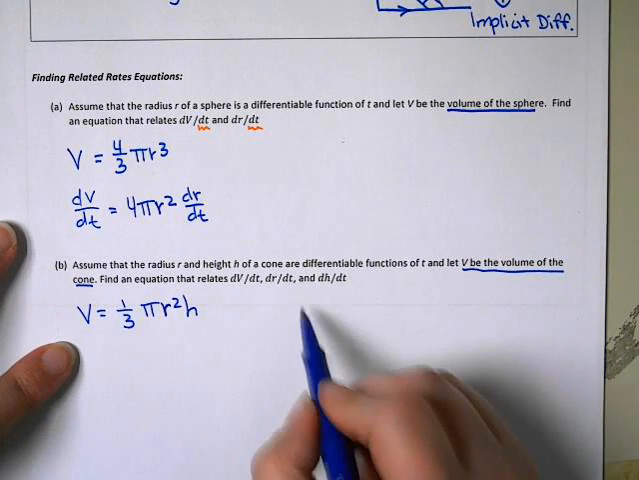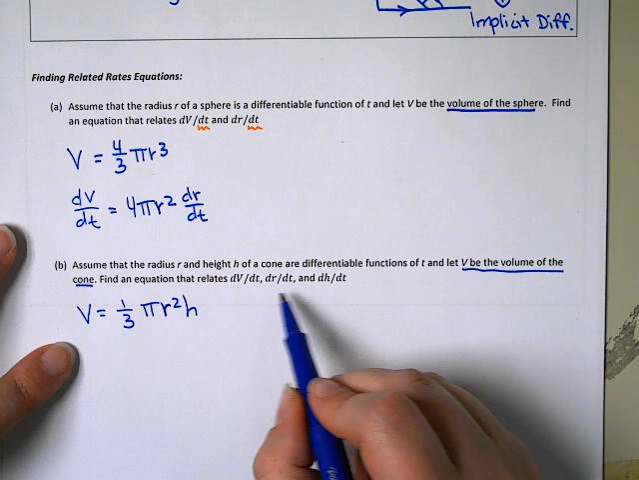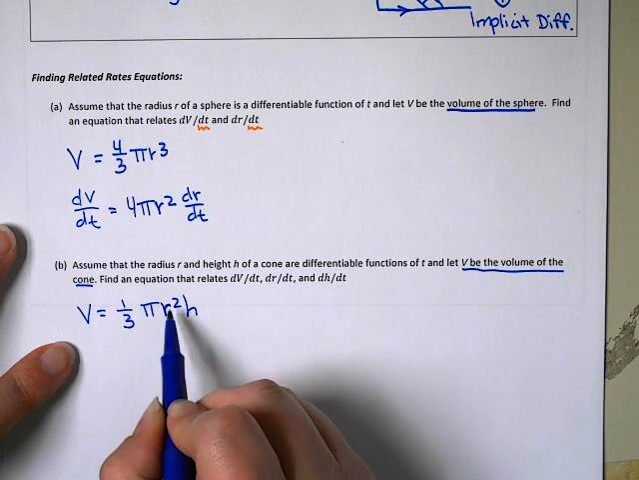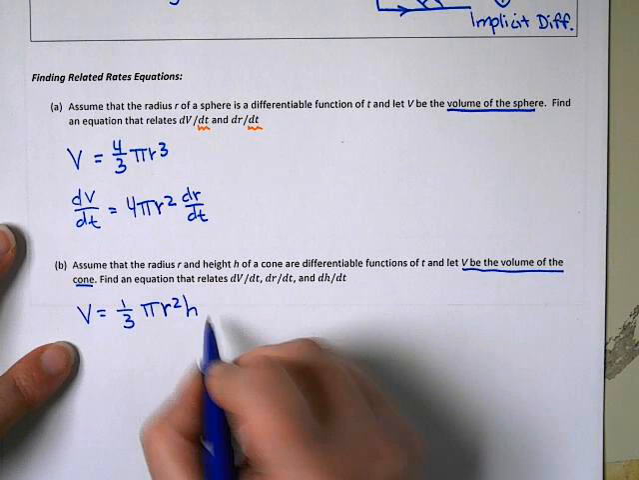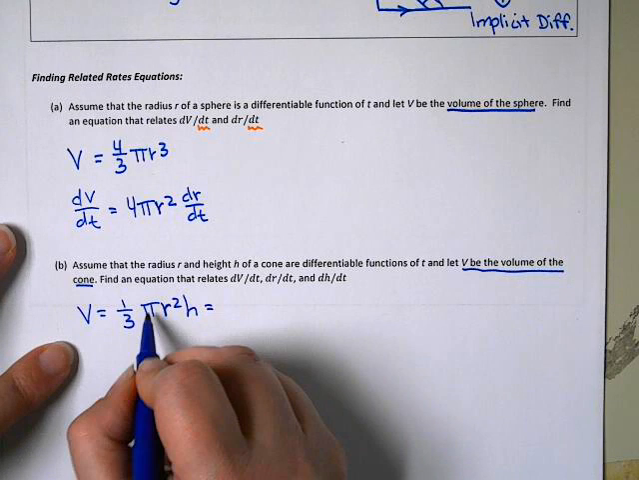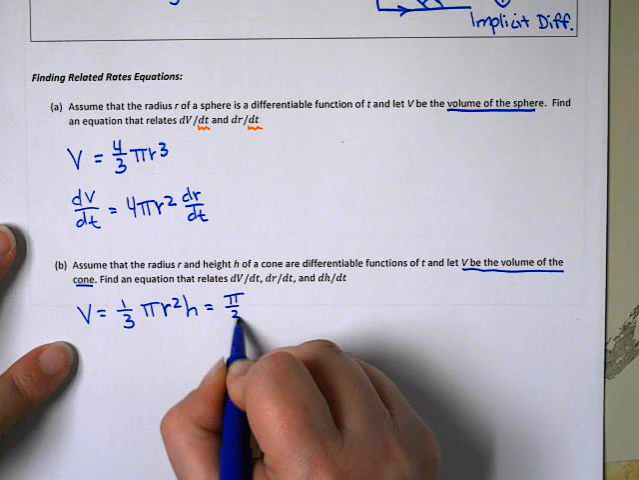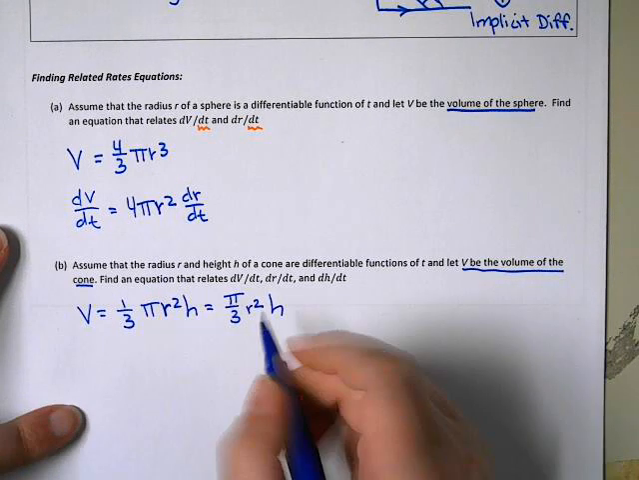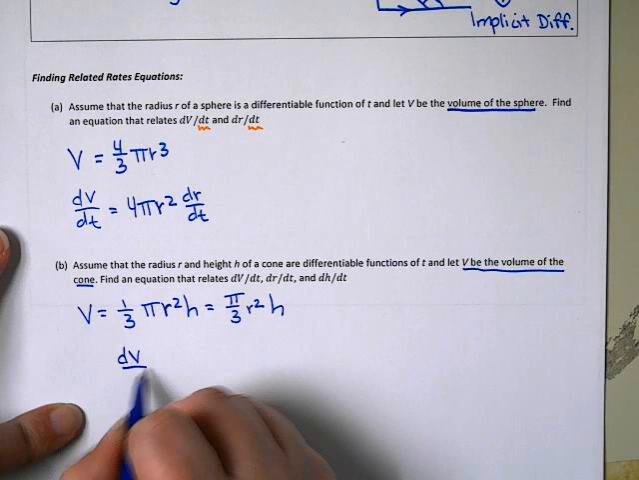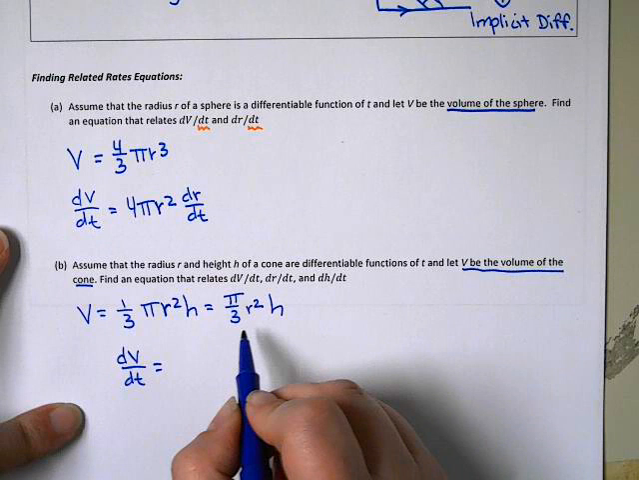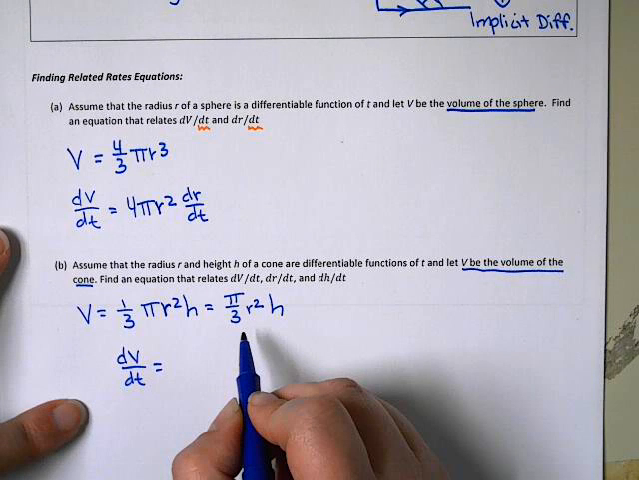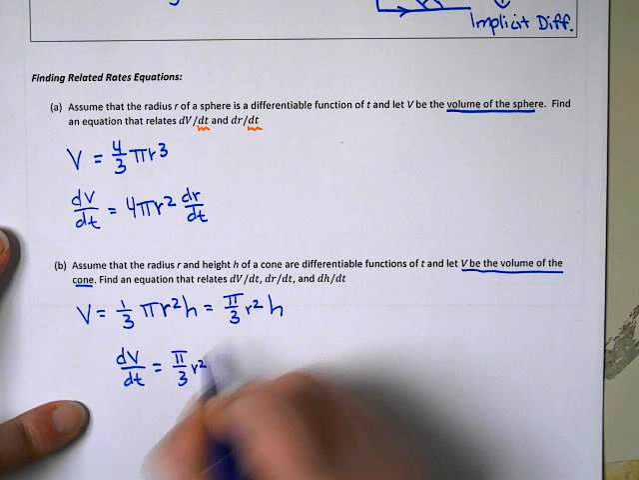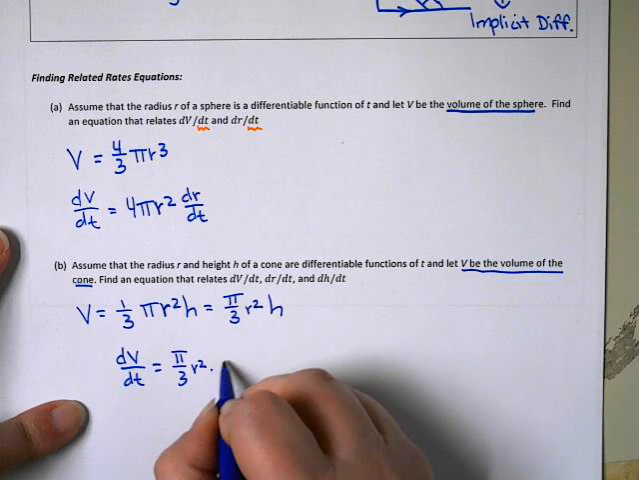Now we're going to be taking the derivative, and we need all of these values to be in there. We have to be careful here because we have r squared times h, which means we're going to need some product rule. So the first thing I'm going to do is write my constants together, make it pi over 3 r squared, and then h. Now if I take the derivative with respect to time, dv/dt is going to equal, I'm going to start by leaving pi over 3 r squared alone and take the derivative of h, which is dh/dt.